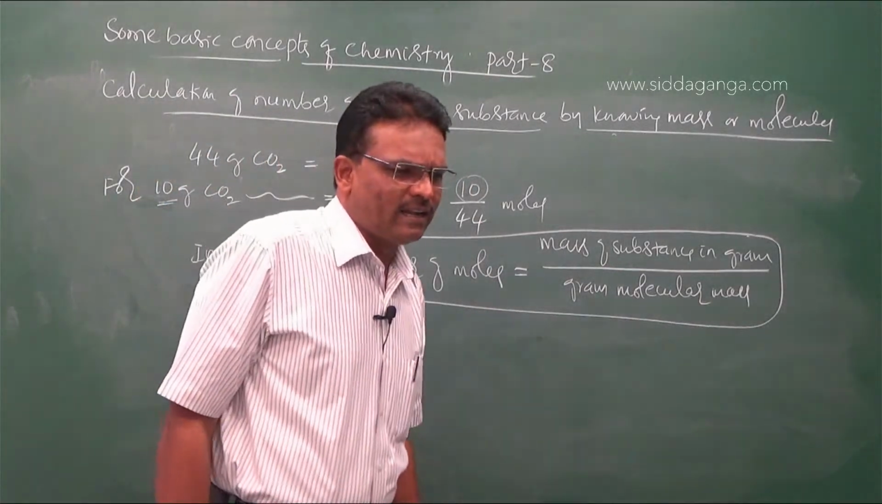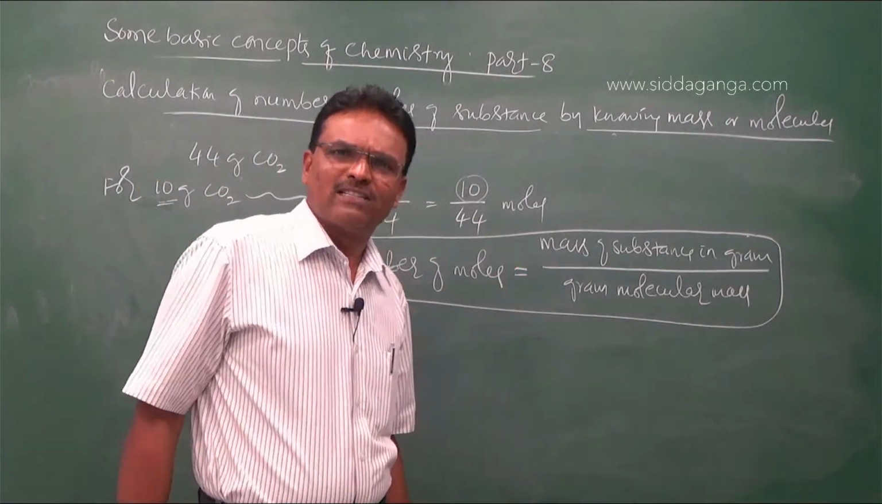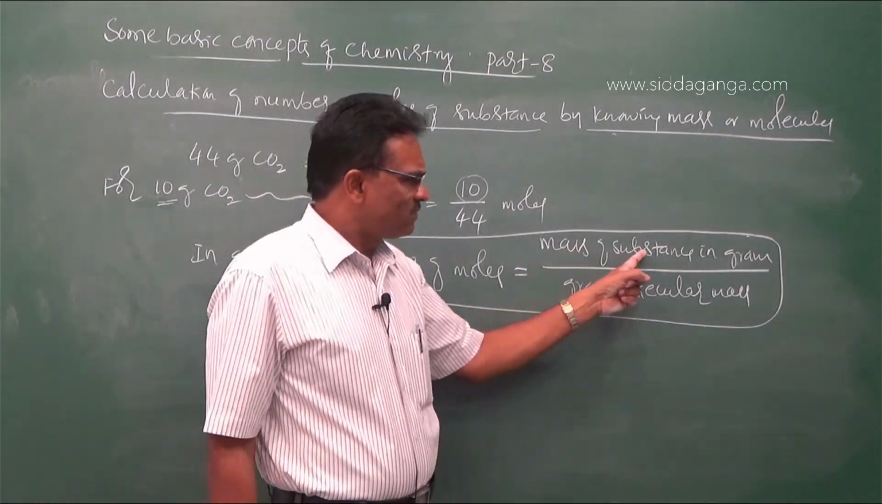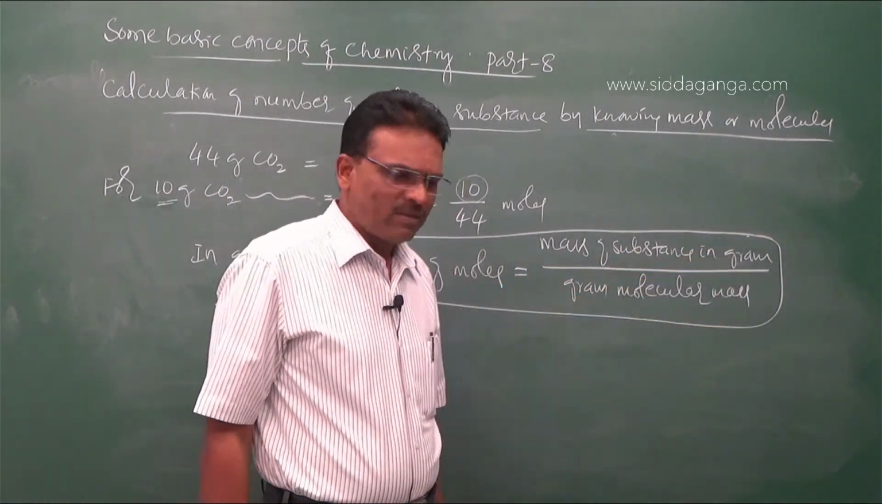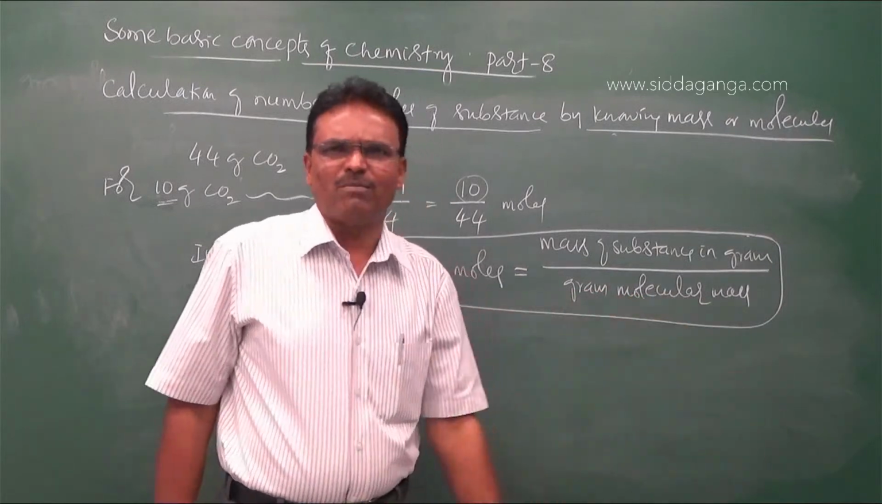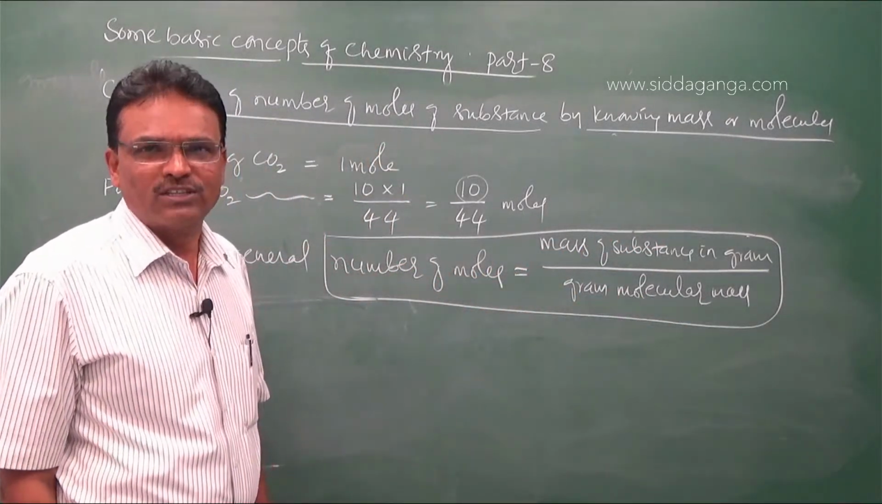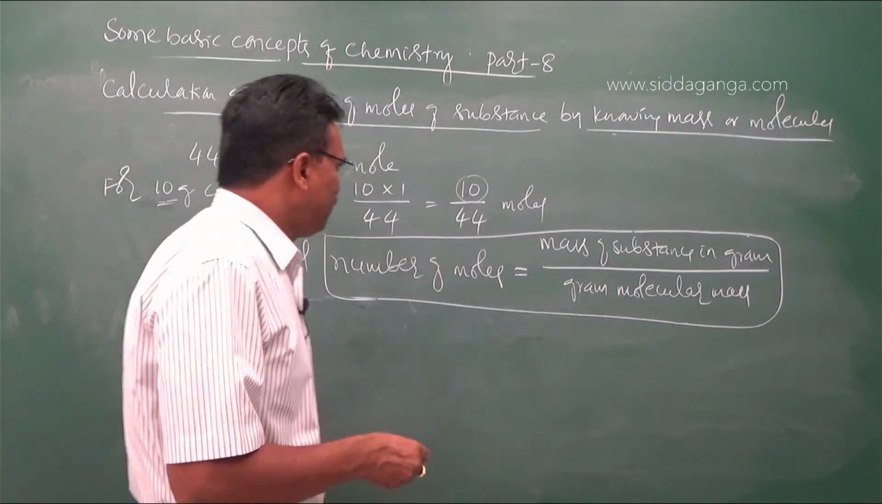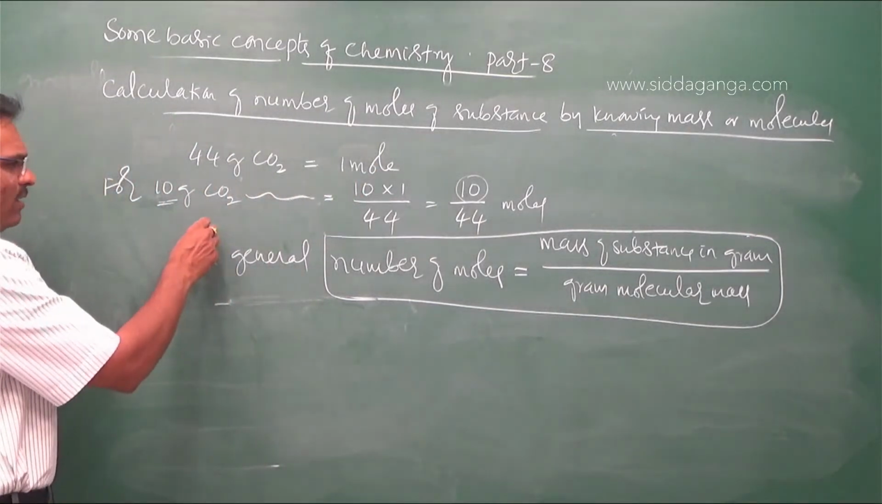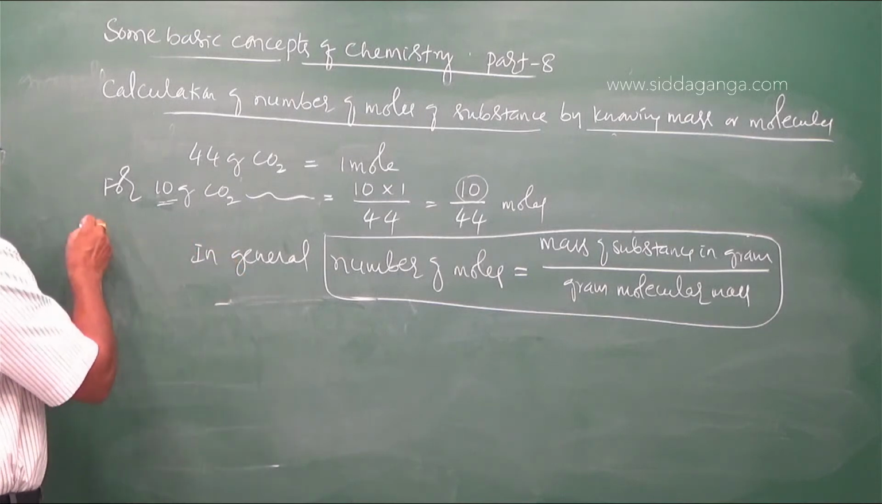So how do you calculate the number of moles? Mass of substance given in gram divided by gram molecular mass. This ratio gives the number of moles. If mass is given, here this is the formula.